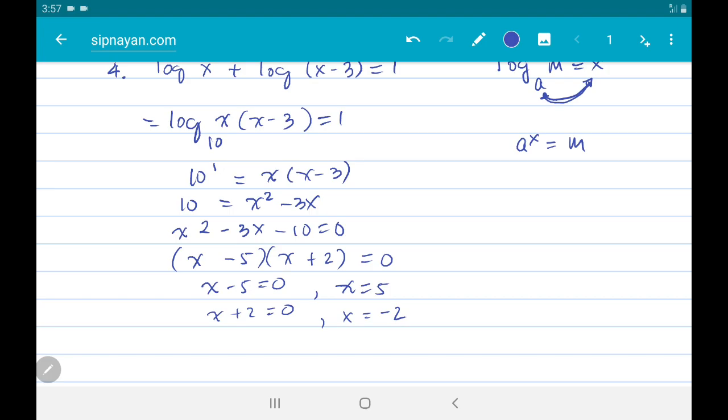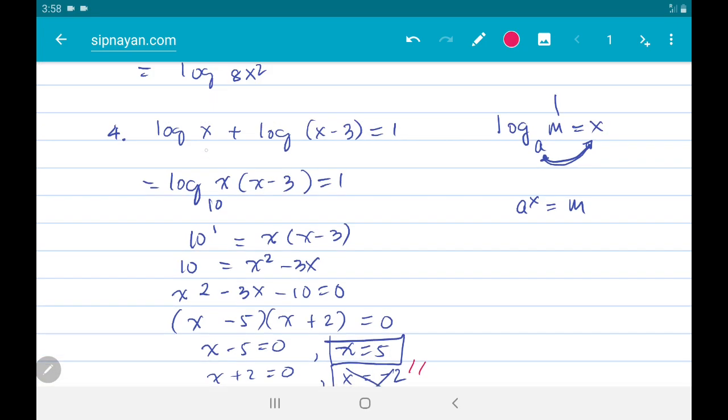Now, hindi pwedeng negative ang logarithm. So, hindi ito kasama. Meaning, ito yung sagot natin. So, answer is x equals 5.